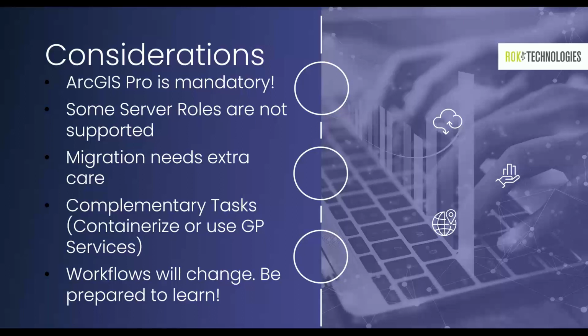First and foremost, ArcGIS Pro is mandatory. Kubernetes Enterprise is on version 11. ArcGIS Pro 3.0 is the companion release for that. You minimally will need 2.8 to even publish services, but you really should be utilizing Pro 3 or greater when you're interacting with the Kubernetes environment.